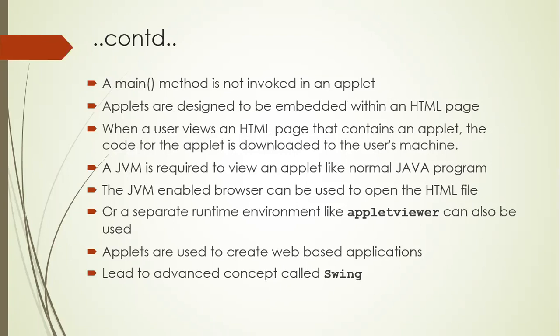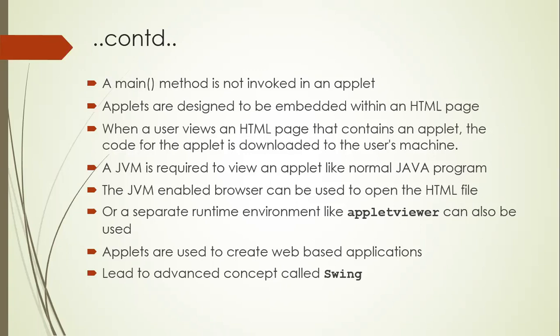So when a user views an HTML page that contains an applet, the code for the applet is downloaded to the user's machine. And we already discussed the JVM. JVM is the Java virtual machine, which is the one that interprets the bytecode. I think all of you are aware of bytecode. Bytecode is nothing but the class file which is generated after successfully compiling the Java program. Here also we need to compile the Java program. It will create a class file. That class file will be interpreted in the JVM, but that is available inside a web browser.